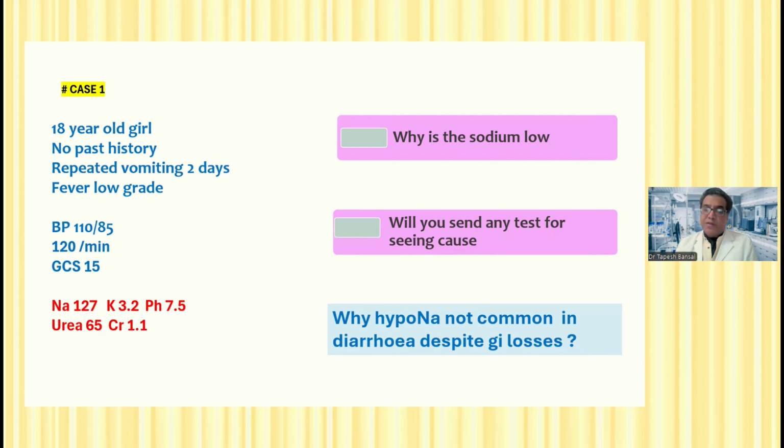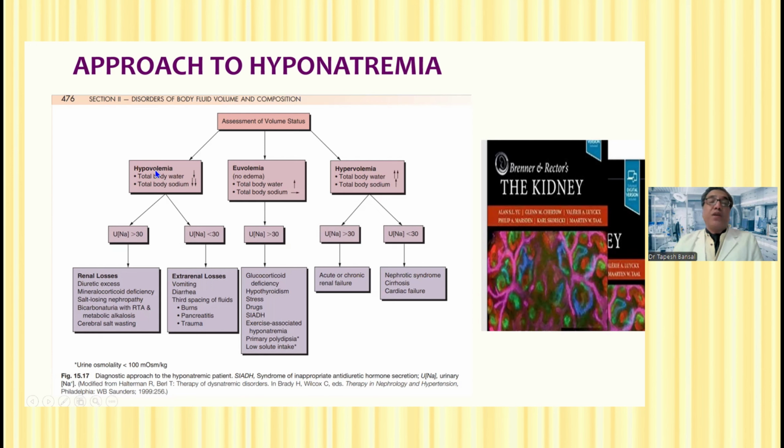So this is an iconic slide approach to hyponatremia taken from the mother of all books for hyponatremia, that is Brenner and Rector's The Kidney. We shall explore this as we go on, and you can always refer to this. This is a classic flow chart: hypovolemia, euvolemia, hypervolemia. Whenever a patient comes to you, try to fit him into one of these categories, and then you have urine sodium, which is the most important test, but you don't need to send it in all the cases.